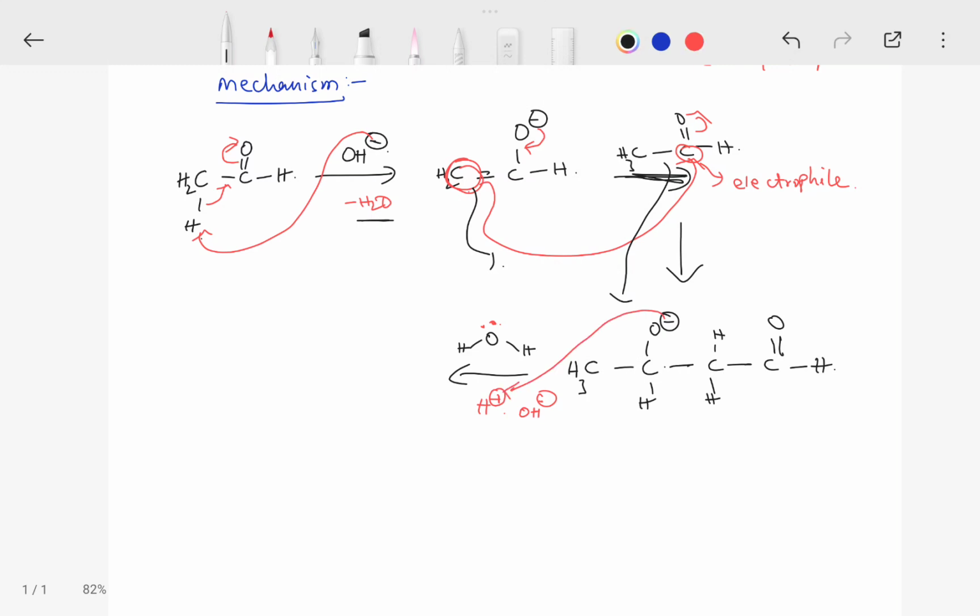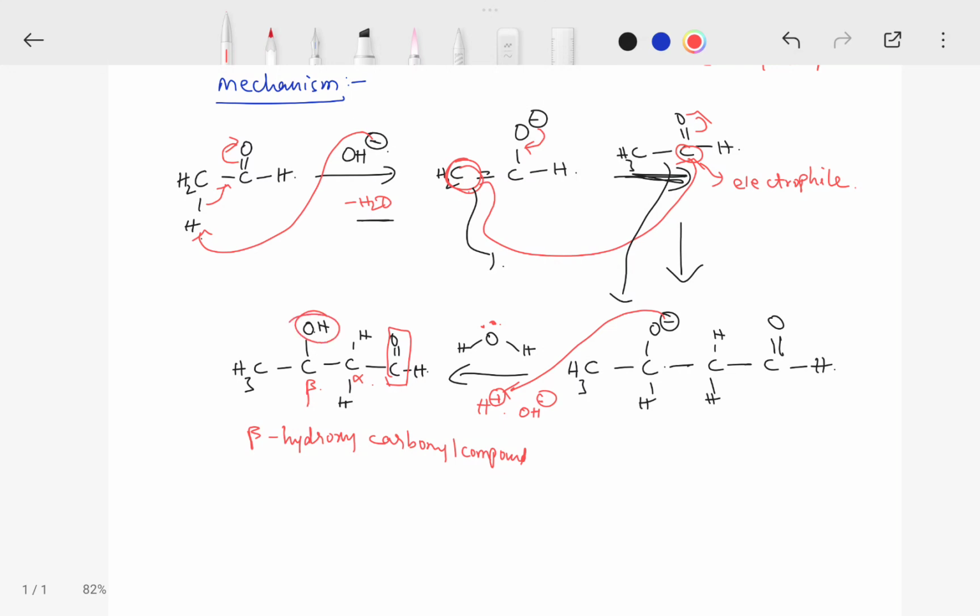Then what will it form? It can form CH3 C OH CH2 and H C double bond O H. Now we got the product. You can see this one is a beta hydroxy carbonyl compound, right? See, this is the functional group. The carbon next to the functional group is the alpha carbon. After that, the beta carbon. So at the beta place a hydroxy group is present. So we can call it a beta hydroxy carbonyl compound.